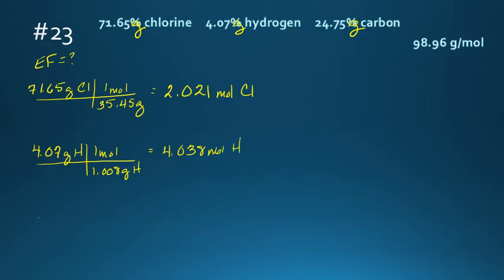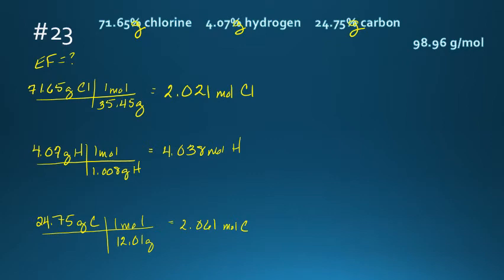Now do the same thing for carbon. My hand's going numb. 24.75 grams of carbon. Okay, 12.01 grams of carbon to 1 mole. 24.75 divided by 12.01, and we get 2.061 moles of carbon. Okay, so the rule is, find the smallest one and divide.